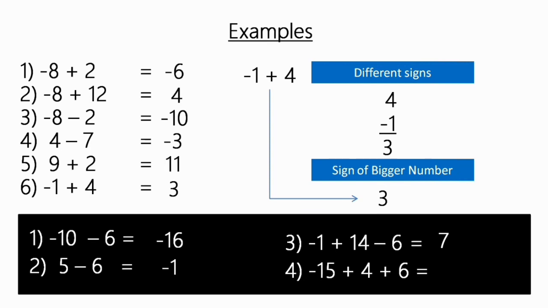Then number 4, minus 15 plus 4 plus 6. So minus 15 plus 4, they have different signs. So you subtract 4 from 15, you will have minus 11 because 15 is negative. So you have minus 11, then you add 6 to that. So minus 11 plus 6, they are different signs. So you subtract 6 from 11, you will have 5. 5 will be a negative value because minus 11 is the bigger value. So you have minus 5. So I hope you clearly understand how we deal with addition and subtraction of positive and negative numbers.